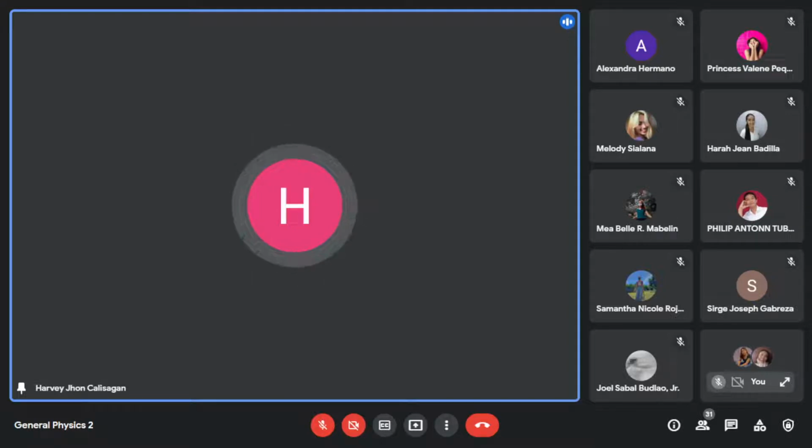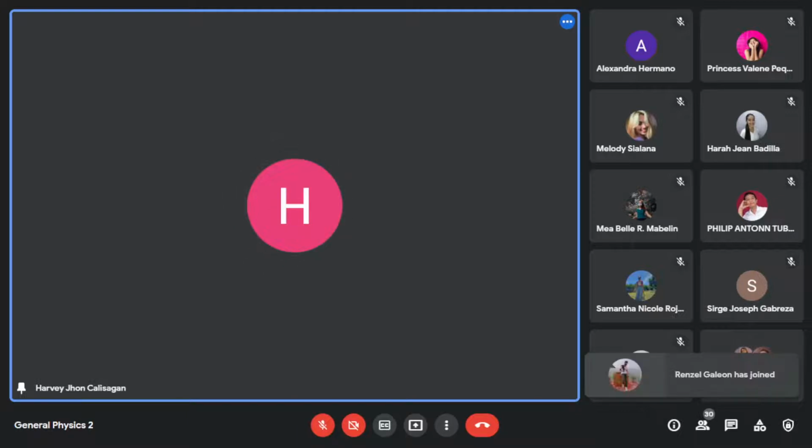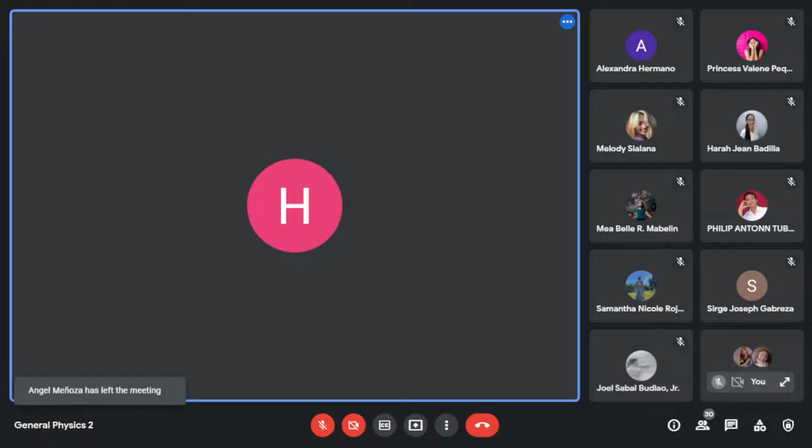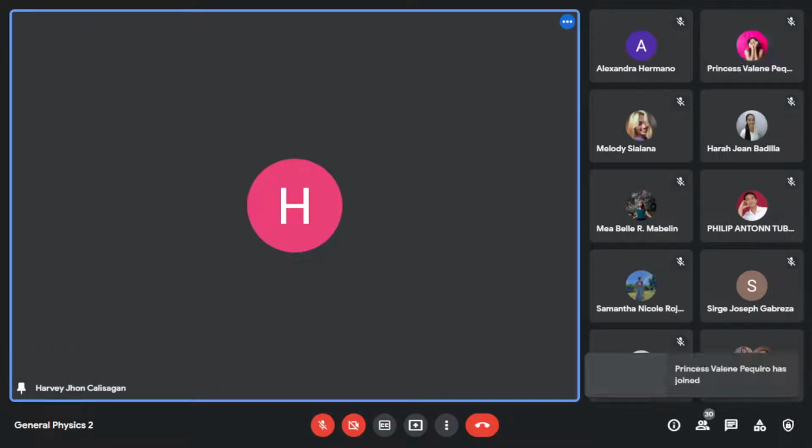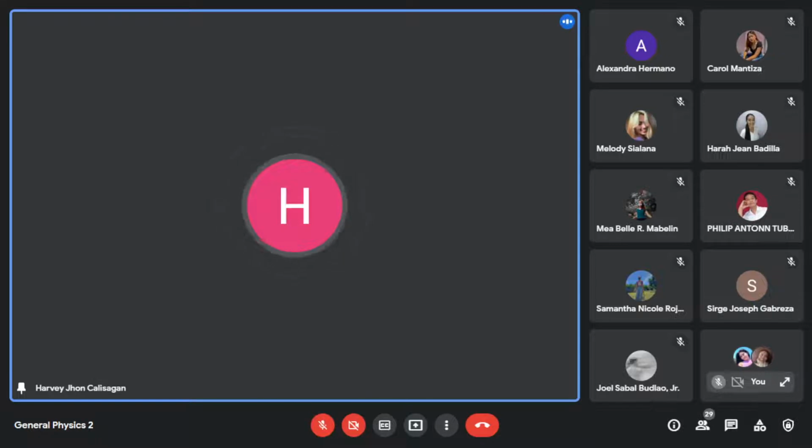Are the given already sufficient to solve, or sufficient enough to use Coulomb's law? Are the given enough to solve for the Coulomb's law and to use its formula? Yes or no?